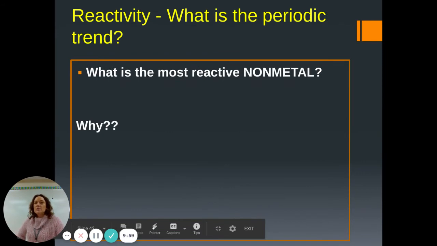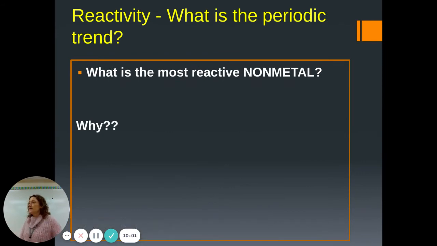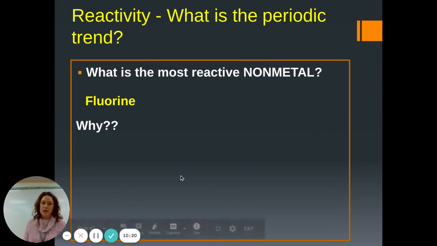So the reactivity trend is really different. We don't get to look completely at just overall in the periodic table. We have to look at metals and separate their trend from nonmetals. So the most reactive nonmetal is fluorine. It's so reactive that as of late, there's only 2 labs in the world that will even house pure fluorine because it is so reactive.